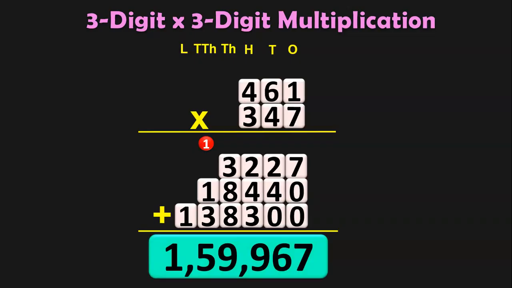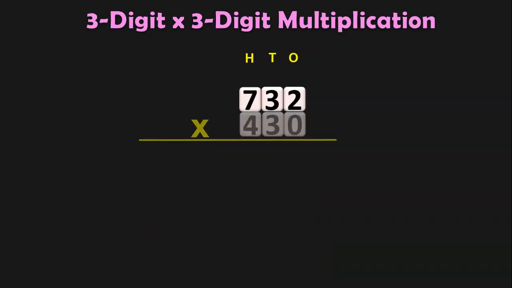So the answer is 1,59,967. Hope you are clear how we are doing a 3-digit by 3-digit multiplication. Let us do another interesting sum.